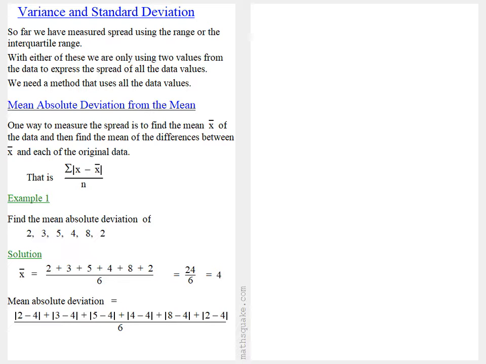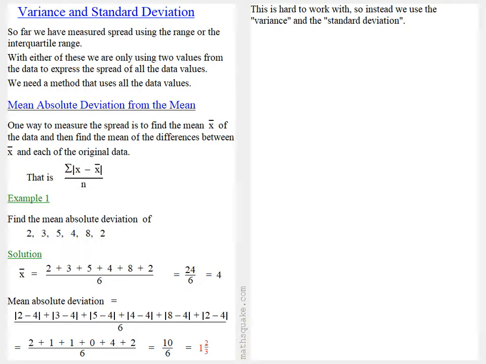That means we find the difference between each of those numbers and the number 4. So that's the modulus of 2 minus 4 plus the modulus of 3 minus 4 and so on up to the modulus of 2 minus 4 all over 6, which is 2 plus 1 plus 1 plus 0 plus 4 plus 2 all over 6, which is equal to 10 over 6 or 1 2/3.